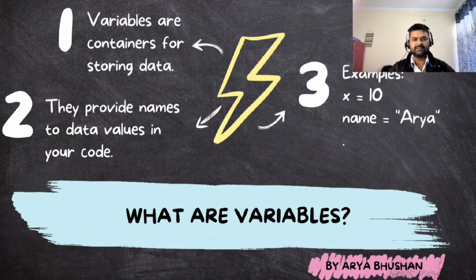Now let's see what are variables. Variables in Python are like containers that store data. Instead of using data directly, we give it a name and use that name in our code. For example, here x is assigned the value of 10 and the name variable is assigned the value of Arya.